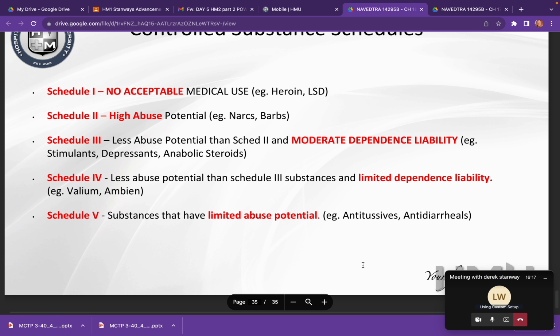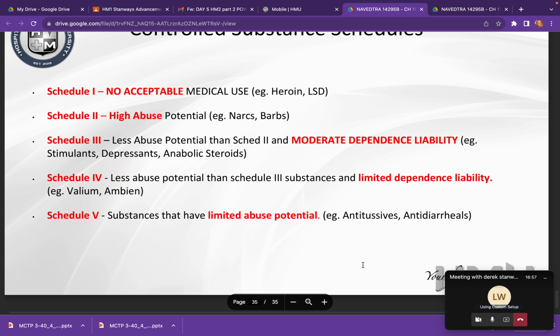Schedule 3s, basically, you can develop some kind of dependency to it, but it's not as bad as abusing a Schedule 2. And that's how you go down the line. Start from 2 going down, and then you go into 3, which is basically medication that helps you sleep. Schedule 4s have limited dependency, so you're more likely to get addicted to your Percocet than to your Valium. That's the point I'm trying to make, because Percocet goes under Schedule 2, while Valium is Schedule 4. So the lower the number in your schedule, the more likely it is for you to be addicted. That's the way you look at it.